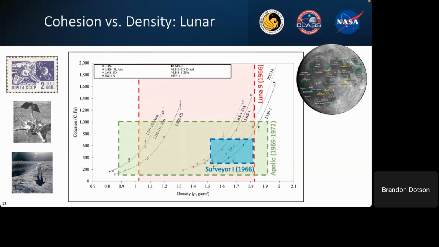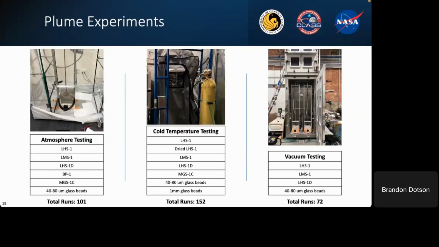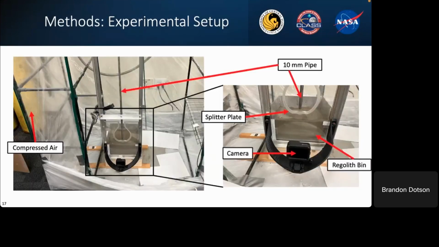Let's see where that lands us. We've done a number of experiments now applying those same geotechnical measurements, both in atmosphere, cold temperature, and some vacuum work. We'll talk about atmosphere testing. What this looks like for us is basically the same setup that Phil showed this morning, with an acrylic split plate and a pipe with compressed air. We fill it with simulant and watch the fun.